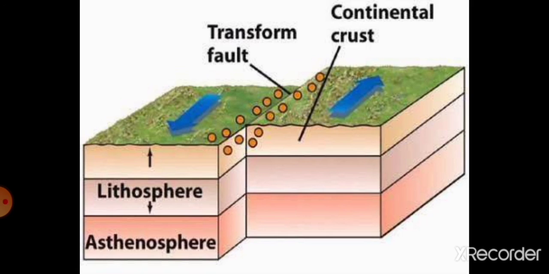One of the most famous transform plate boundaries occurs at the San Andreas Fault Zone, which extends under water. So the movement of these plates has changed the position and size of the continents over millions of years. Such movements have also influenced the evolution of the present landform features of India. So, this is the theory of plate tectonics.